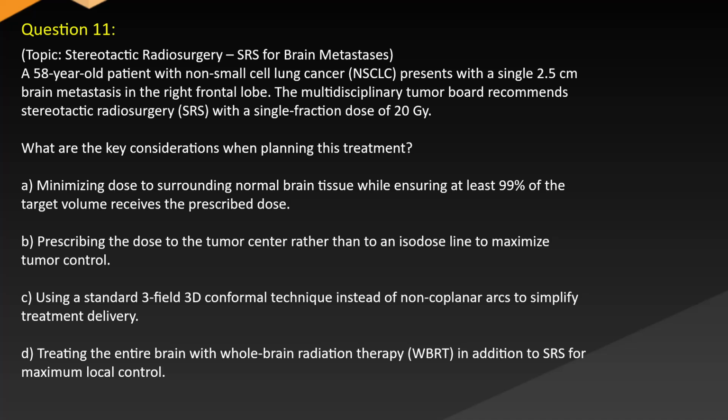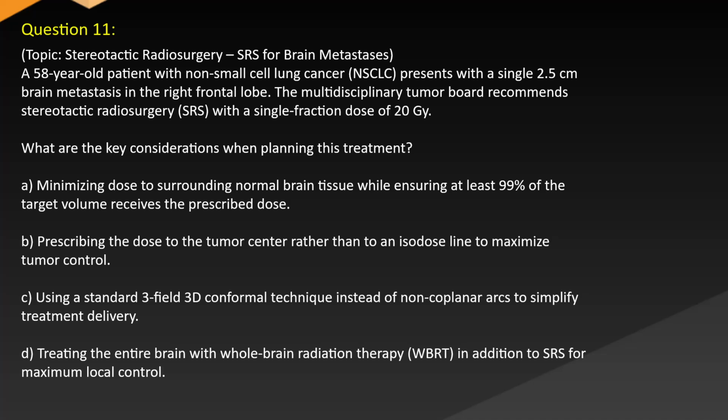Question 11. Topic: Stereotactic radiosurgery, SRS for brain metastases. A 58-year-old patient with non-small cell lung cancer, NSCLC, presents with a single 2.5 cm brain metastasis in the right frontal lobe. The multidisciplinary tumor board recommends stereotactic radiosurgery, SRS, with a single fraction dose of 20 Gy. What are the key considerations when planning this treatment?